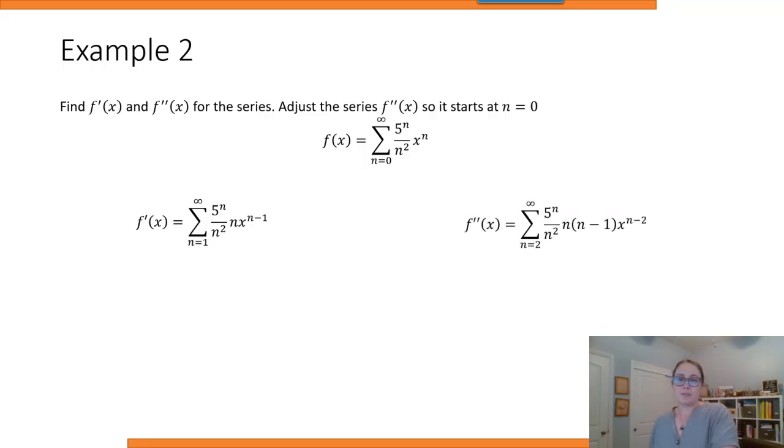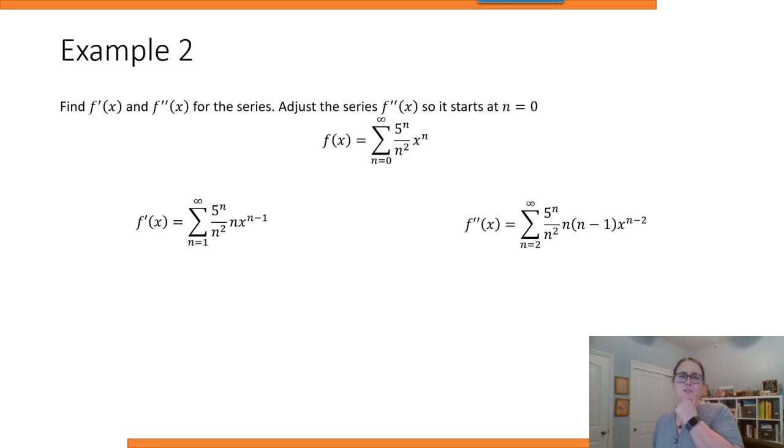Okay, and then the second derivative, again, I'm just taking the derivative of that x. So now I take the power rule again, so the n minus 1 gets multiplied out front by the n, and the new exponent is n minus 2. And I also lose another term, so now this one starts at n equals 2.